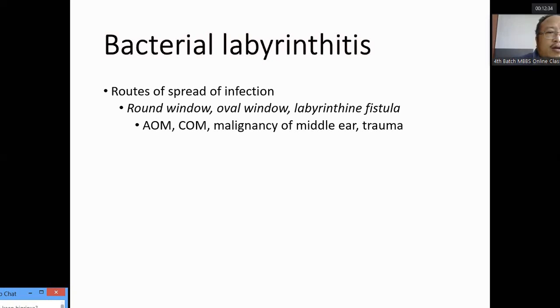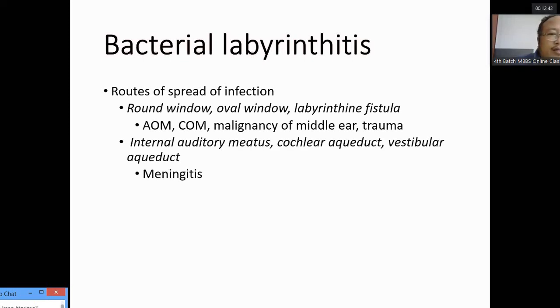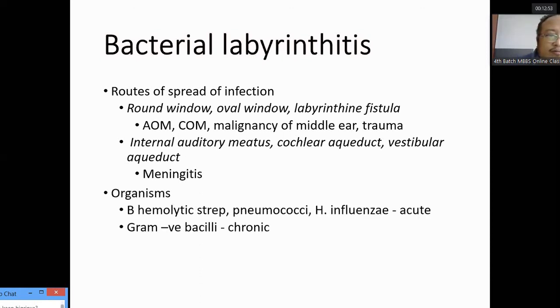Routes of spread: round window, oval window, labyrinthine fistula due to acute otitis media, chronic otitis media, malignancy or trauma, in bacterial labyrinthitis. Also internal auditory meatus, cochlear aqueduct, vestibular aqueduct. In some there might be associated meningitis. Organisms: beta hemolytic streptococcus, pneumococcus, Haemophilus influenzae in the acute cases; in the chronic, gram-negative bacilli.